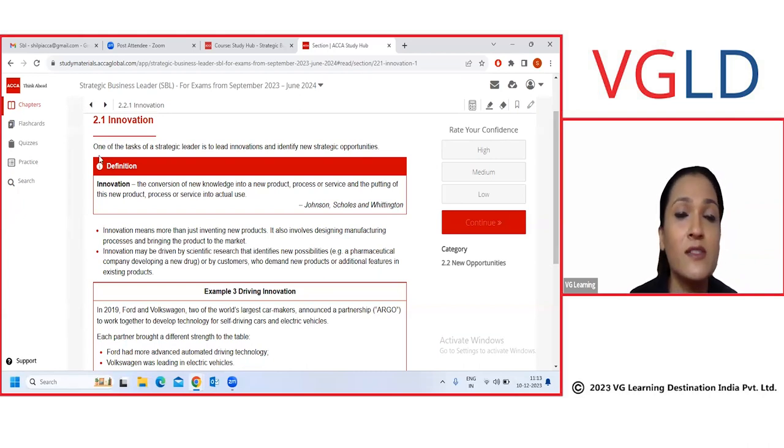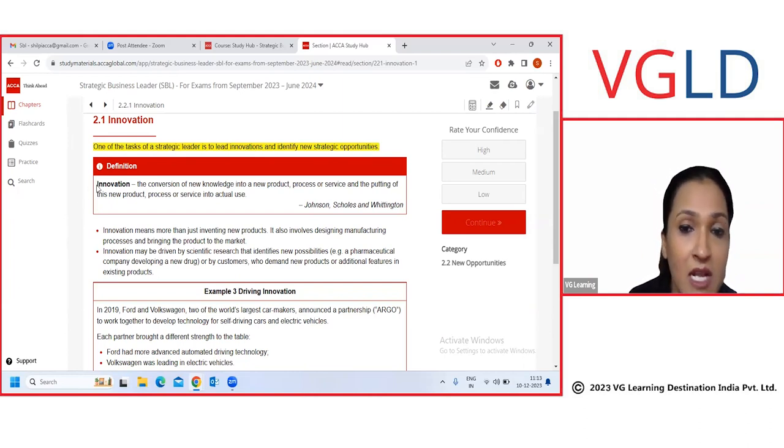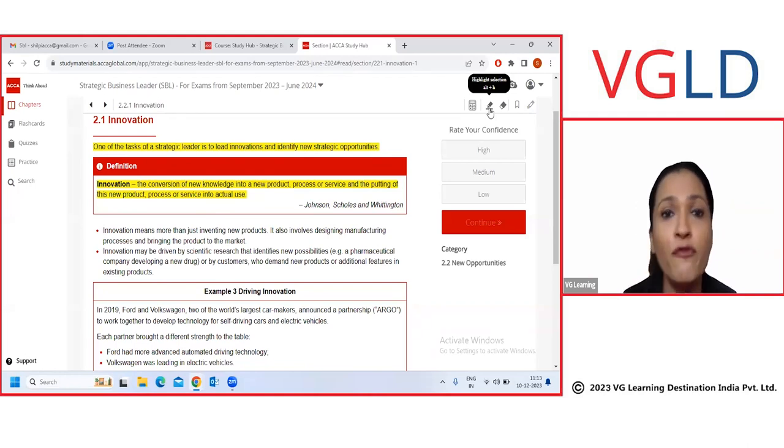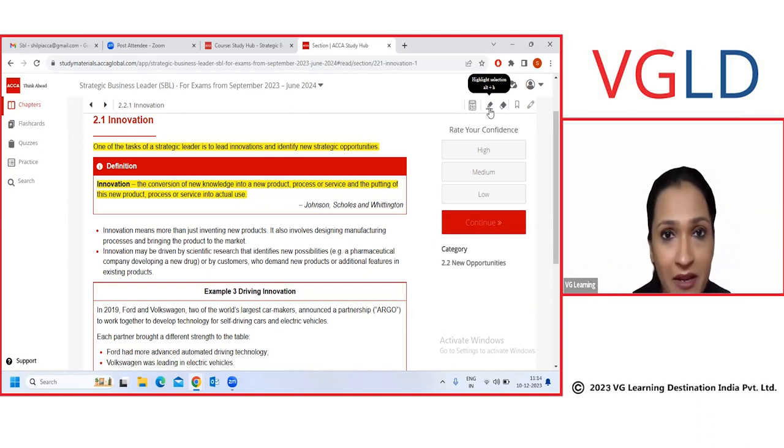So definitely one of the tasks of a strategic business leader is to lead innovations and identify new opportunities in your surroundings. Whenever I say innovation, I mean something which is new from the perspective of the system, the process, the service, the technology, something which is a unique feature, some USP, apart from what is already existing in the market. So you are able to invent new and new products. You are able to drive new and new changes. You are able to bring across that shake in the market that is required.